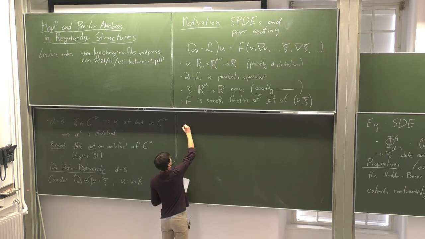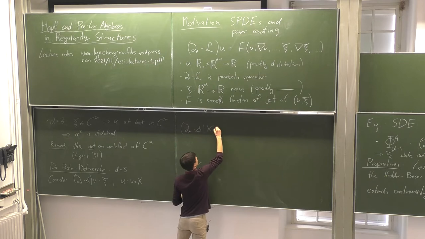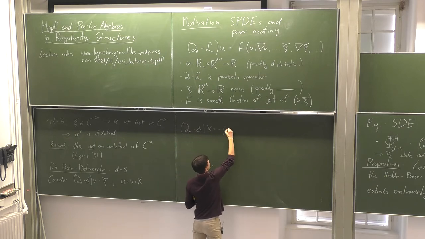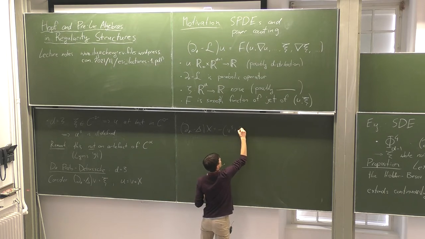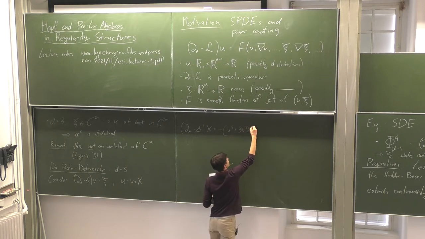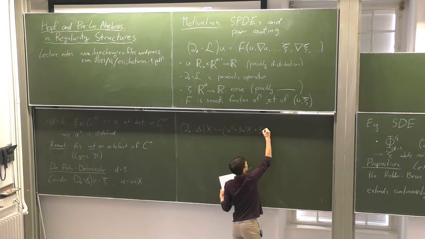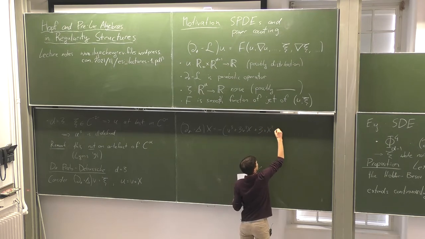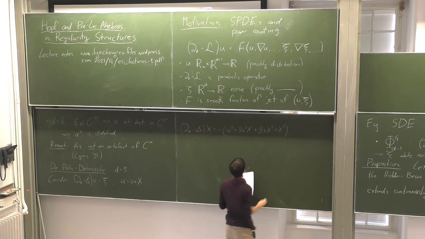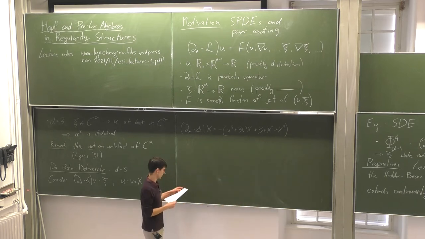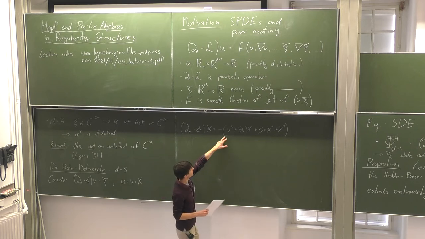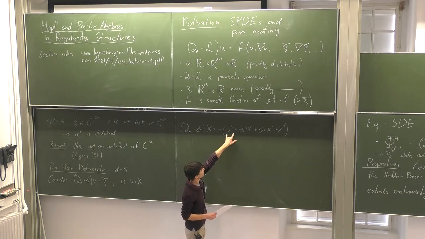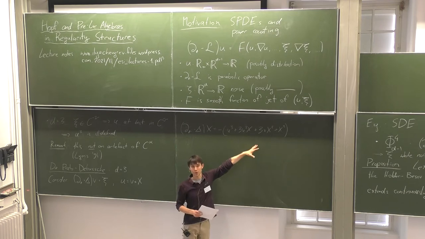So then, the equation that x solves is minus, and I'm going to expand the cube already. So this will be v cubed plus 3 v squared x plus 3 v x squared plus x cubed. And we see that the idea here is that now there's no noise term.